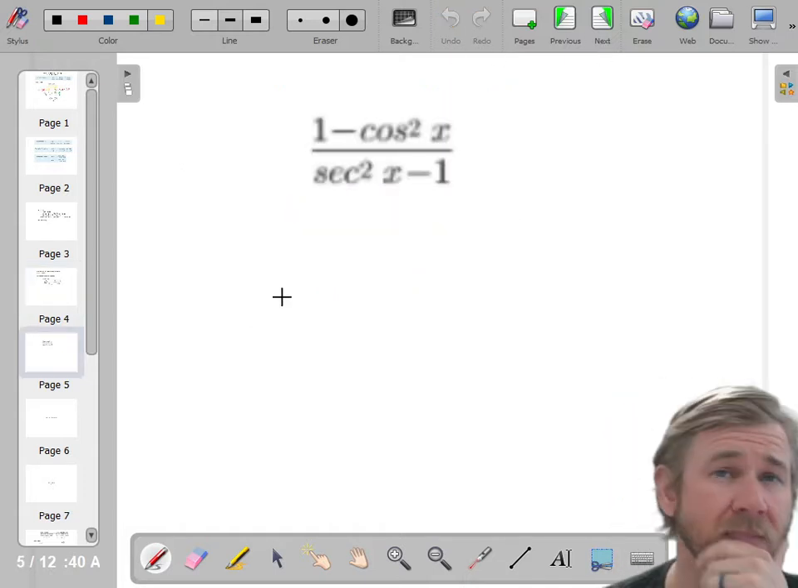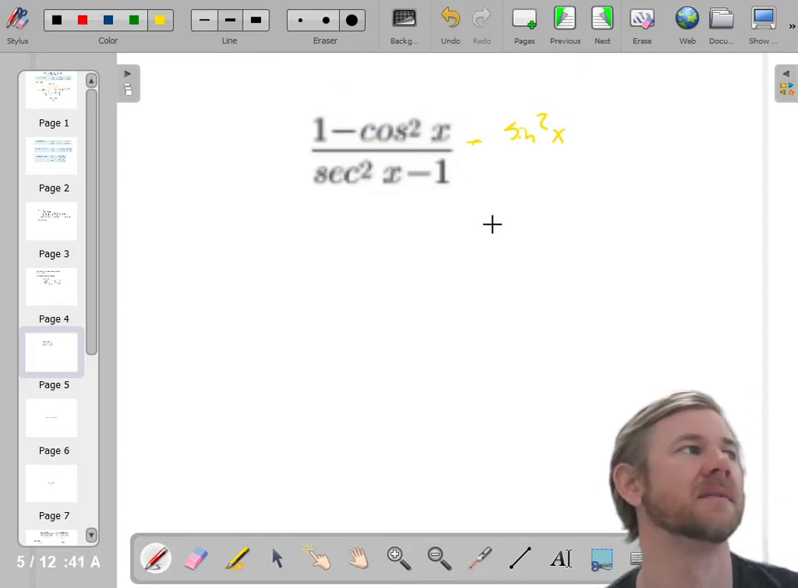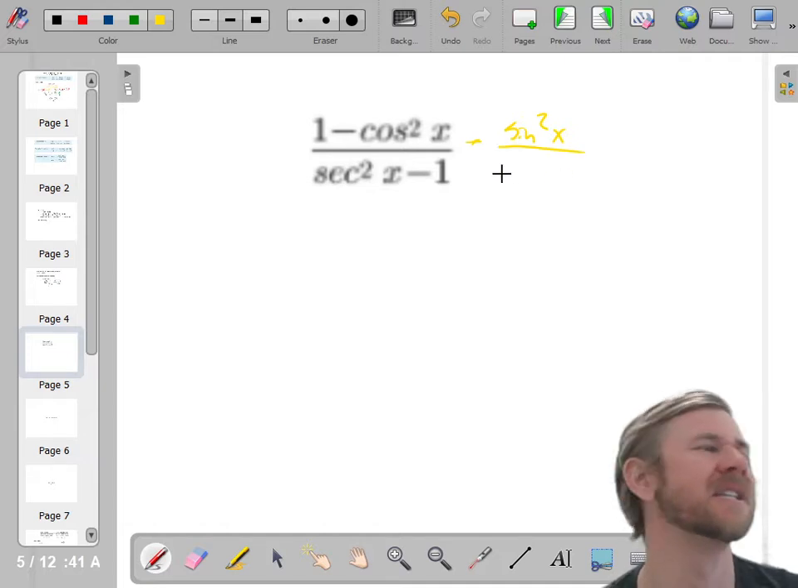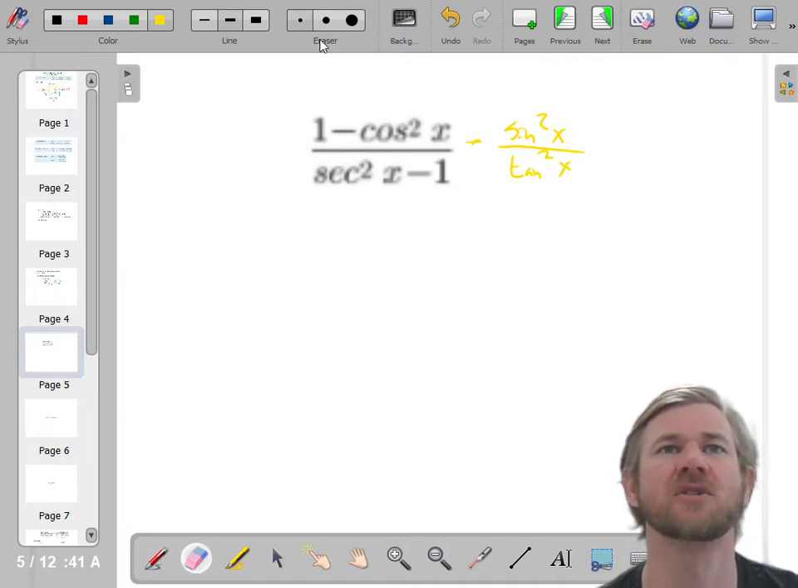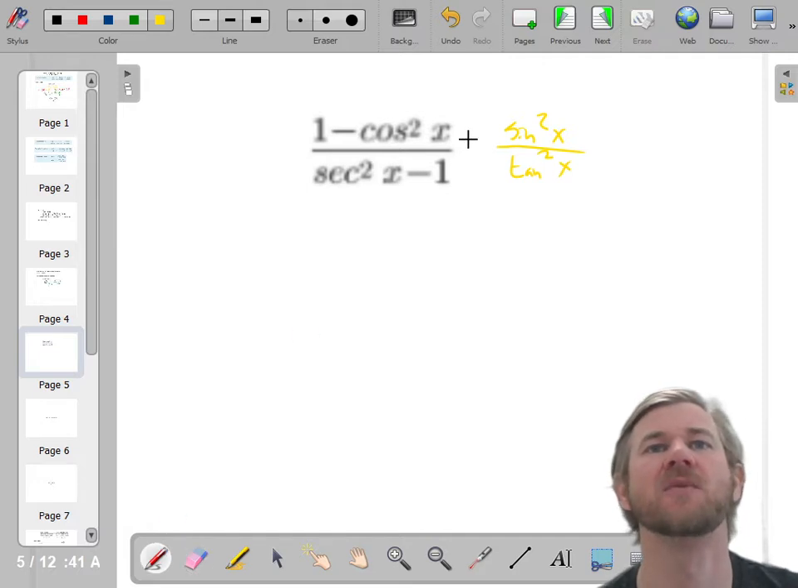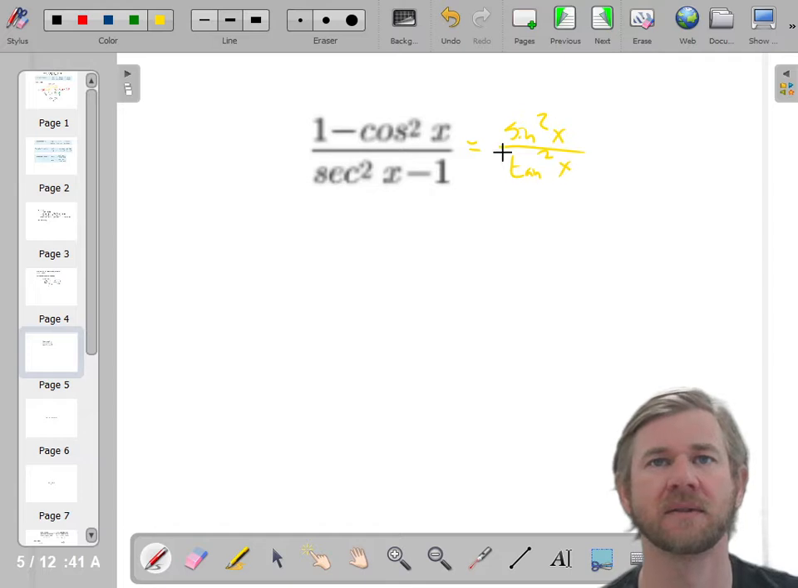So, 1 minus cosine squared. Hey, wait a minute. That's sine squared. Right? Yeah? Sine squared over secant squared x minus 1. It's tangent squared. Okay? So sine squared over tangent squared. So just using my properties, like I said before, if you know that you've got a 1 and something squared, you can use these properties.